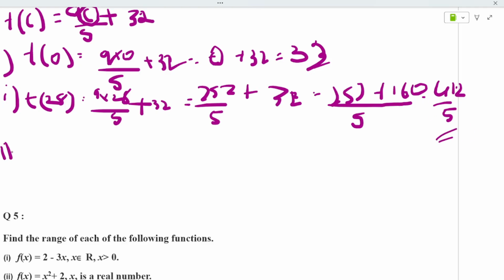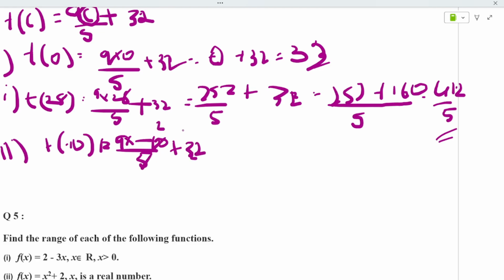Next, the third question they have given is T of minus 10, which is equal to 9 into minus 10 divided by 5 plus 32. Here 5 ones are 5, 5 twos are 10. 9 into minus 2 will give you minus 18. Minus 18 plus 32 will give you 14. Sorry, it is 14.